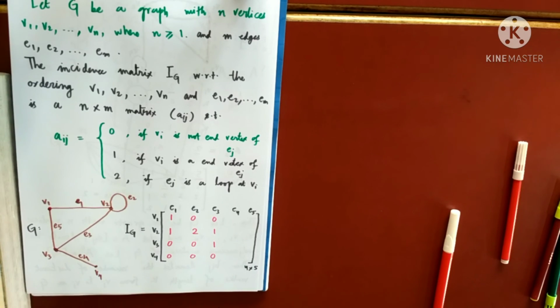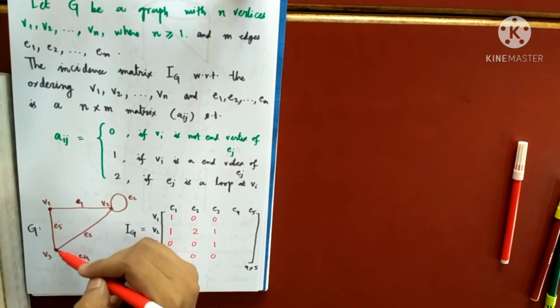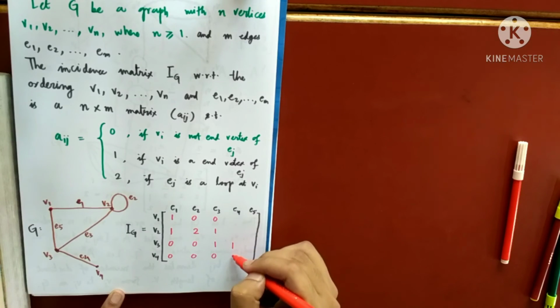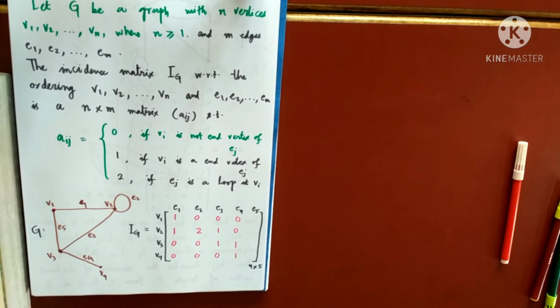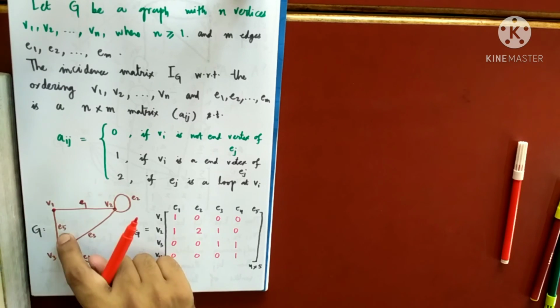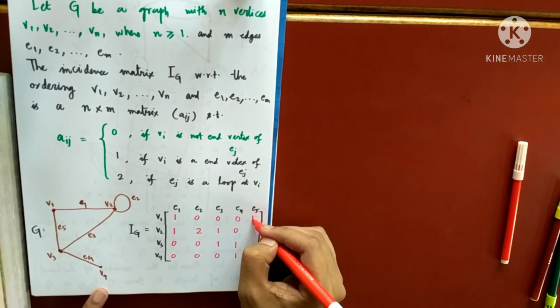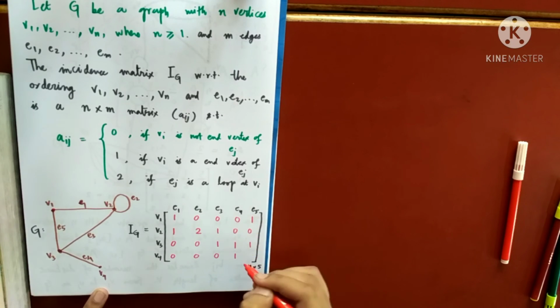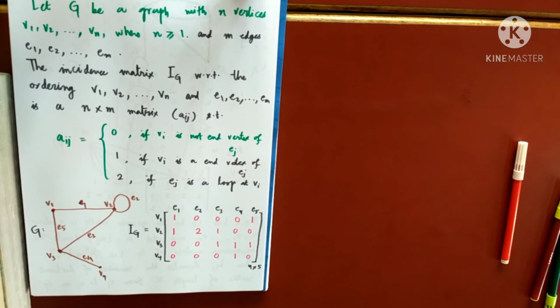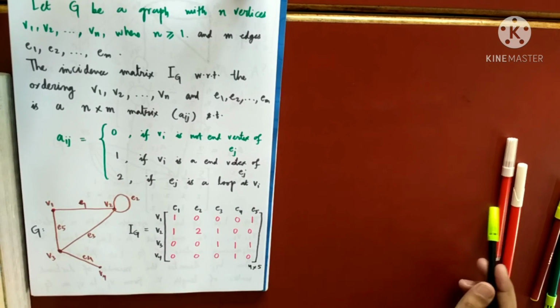E4 is adjacent to V3 and V4, so here 1, and the rest will be 0. And lastly, E5 is adjacent to V1 and V3, so 1 for V1 and V3, and the rest is 0, 0. Okay, so this is the incidence matrix.